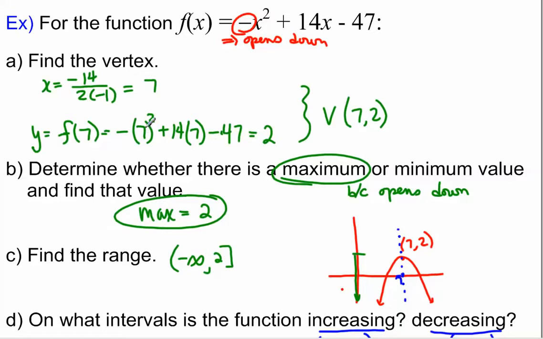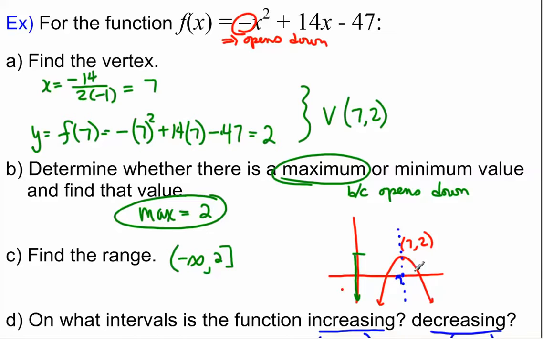Now notice what we do here. Order of operations says you've got to square before you can multiply by that negative. So this becomes a negative 49 plus the 14 times 7 minus the 47. You should get a 2 for that. So the vertex is the x, y, or 7, 2. Does it have a max or a min? Well, we said it opens down, so it's going to have a maximum. What is that? That maximum is the y value here in my vertex, the 2.